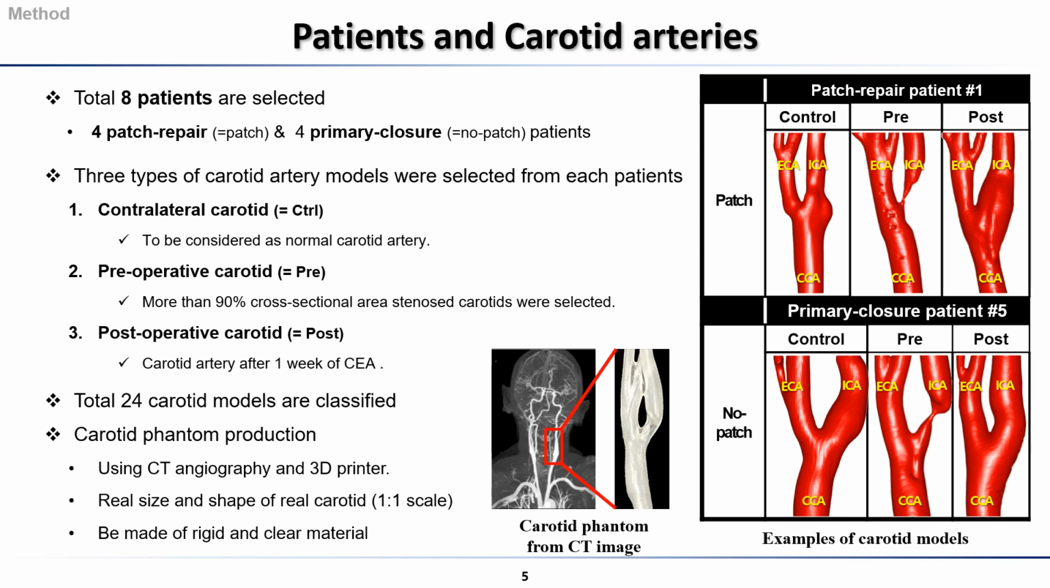3 types of carotid artery models were selected from each patient. The first one is the contralateral carotid, which we call control, the second one is a pre-operative carotid, which we call pre, and the last one is a post-operative carotid, which means the carotid artery 1 week after carotid endarterectomy. So a total of 24 carotid models were classified, and using the CT images of these 24 carotid arteries, real-sized and rigid body phantoms were created with a 3D printer.